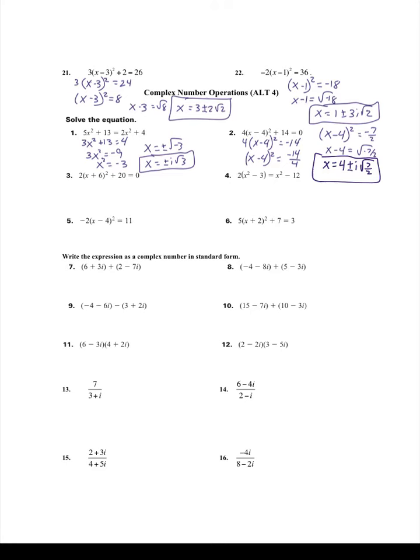Number 3, subtract 20. And we get 2 times x plus 6 squared equals negative 20. Divide both sides by 2. X plus 6 squared equals negative 10. Square root both sides. And our final answer is negative 6 plus or minus i times the square root of 10.